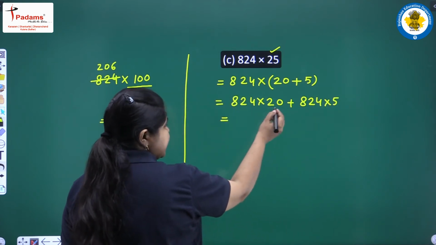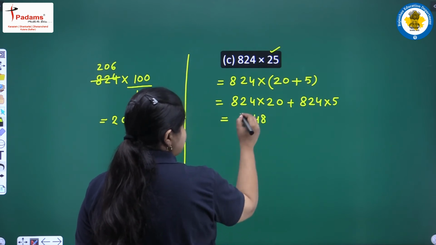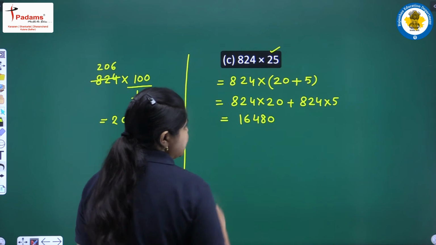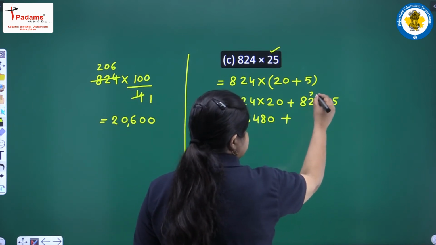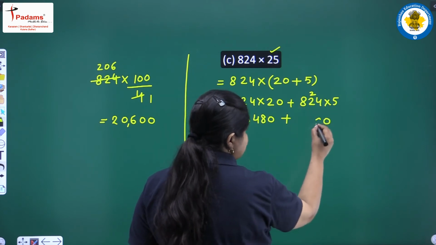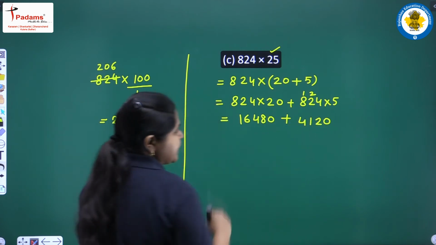Now it's easy to multiply by 2. 2 fours are 8, 2 twos are 4, 2 eights are 16, and just write one zero also. 5 fours are 20, 2 carry, 5 twos are 10 and 2, it's 12, 1 carry. 5 eights are 40 and 1, it's 41.